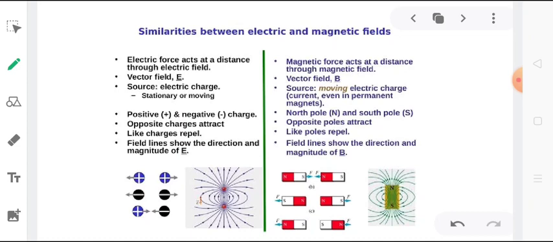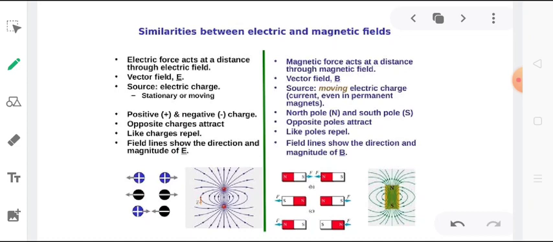Means there is no direct physical contact between the two interacting objects. In case of electric force, the two charges may not be in direct physical contact, still they apply force on each other, and the same thing happens between the magnets. Both are vector quantities, electric field and magnetic field. Electric field is represented by E vector, while magnetic field is represented by B vector. Electric field may be created due to electric charges which may be stationary or moving, while magnetic fields are always created due to moving electric charges.